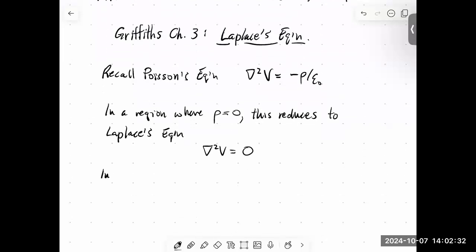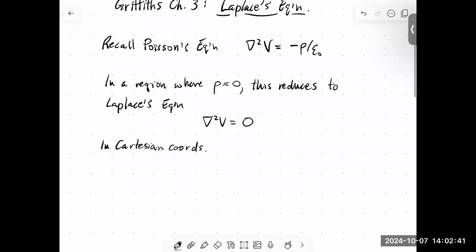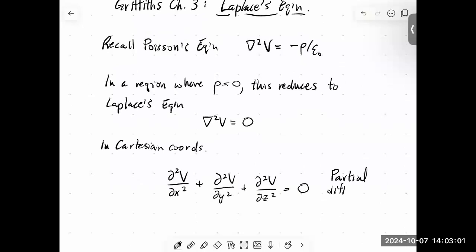So we'll start by working out some of these properties of the solutions in Cartesian coordinates. And so it's going to be the second derivative of V with respect to X plus the second derivative with respect to Y plus the second derivative with respect to Z has to be 0. And so this is a partial differential equation. In general, solving that is complicated. And so we'll try to develop some techniques that will help us do that.